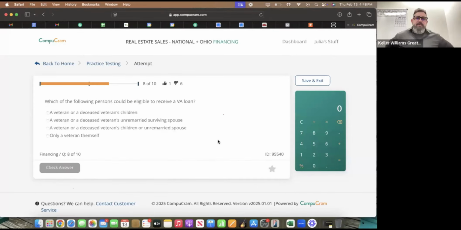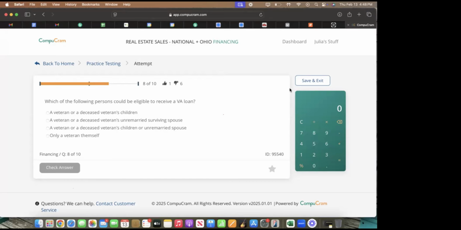All right. Which of the following persons could be eligible to receive a VA loan? Quick question on that last one. Yeah, go for it. In the real world, is there any occasion where they would halt that? And what case would they do that under?